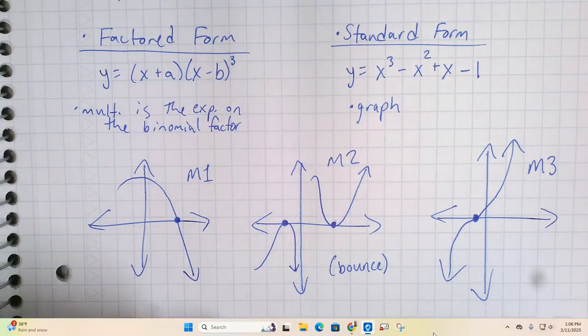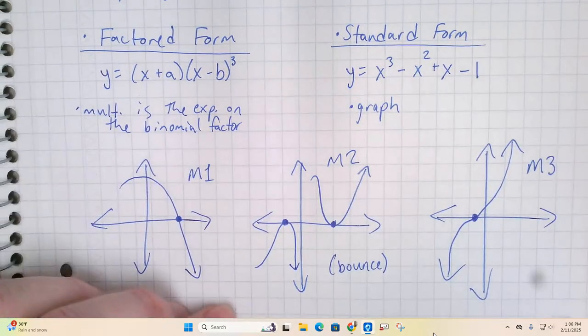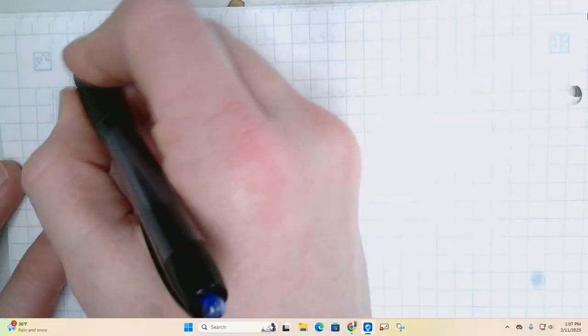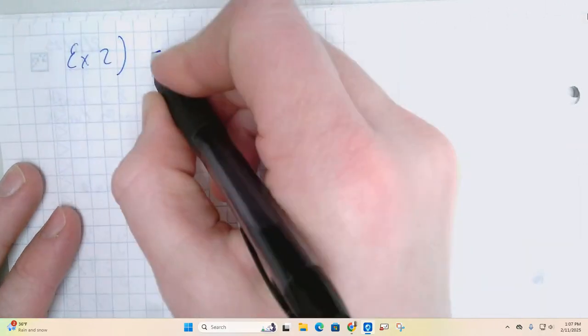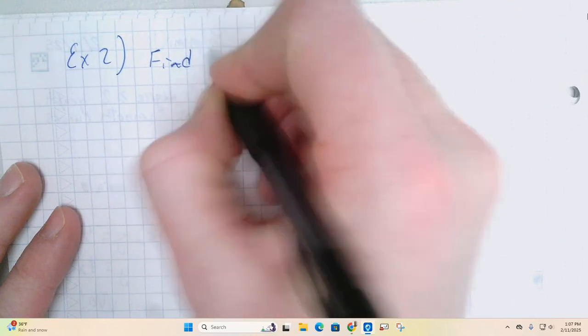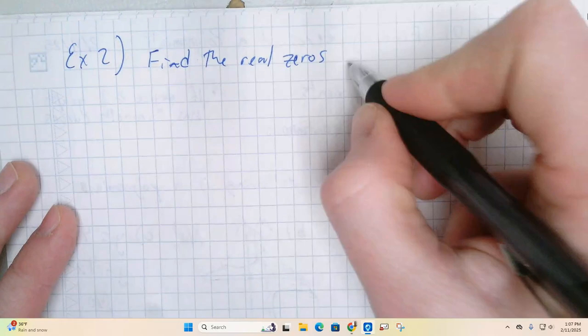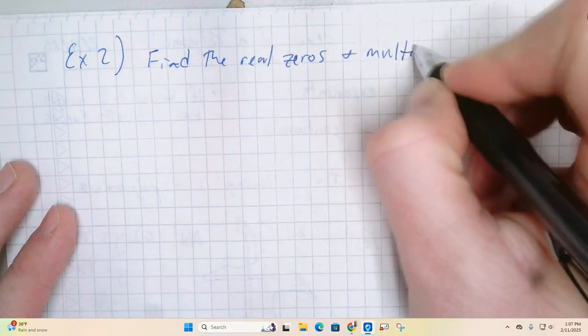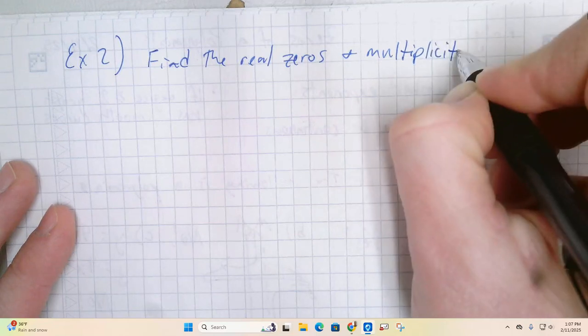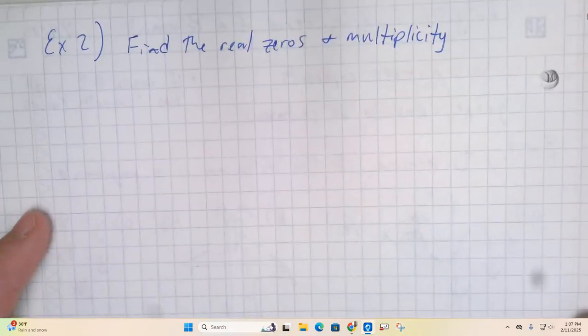Okay, I've kind of ran out of room here, so I'm going to turn and do the rest of this on the next page. The next part of the notes is going to be example 2. It's going to be A through E, and then we'll do example 3, part A, and then I'll tell you what the assignment is. Example 2, find the real zeros and multiplicities. So now we can put into practice what we were just talking about on the previous page of notes.